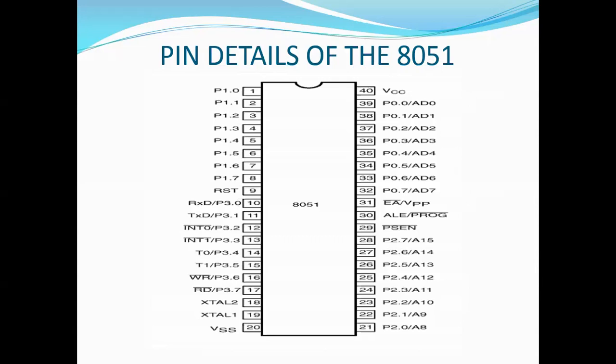That is address 0 and data 0 multiplexed and we will get AD0. Address 1 and data 1 we will get AD1. Address 2 and data 2 multiplexed we will get AD2. Address 3 and data 3 multiplexed we will get AD3. Address 4 and data 4 multiplexed we will get AD4. Like that AD5, AD6, AD7.